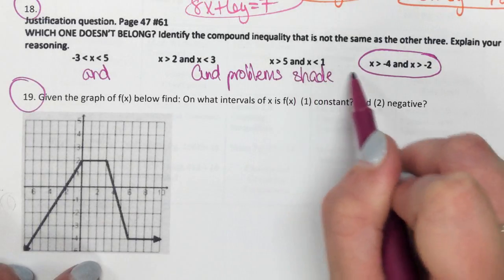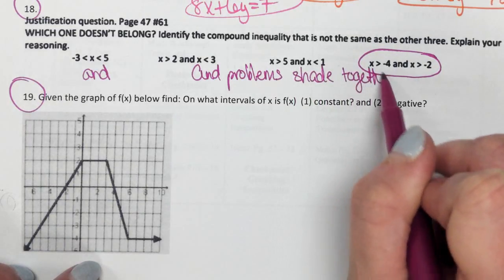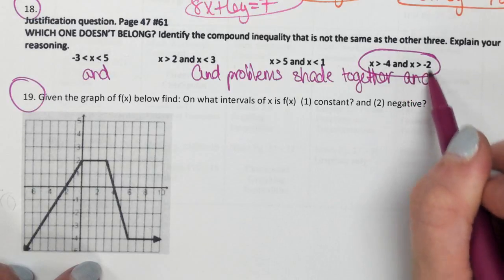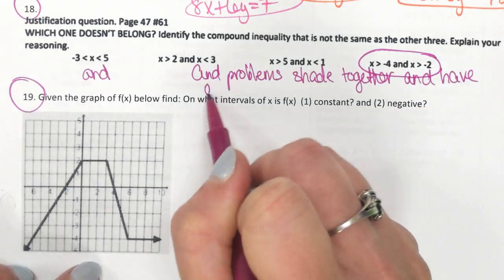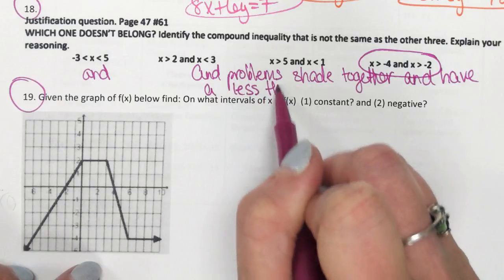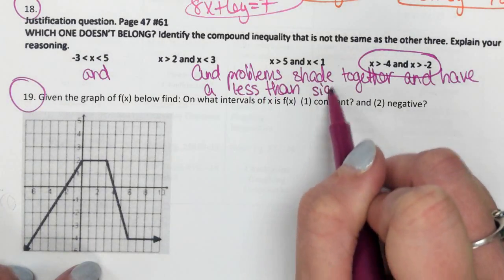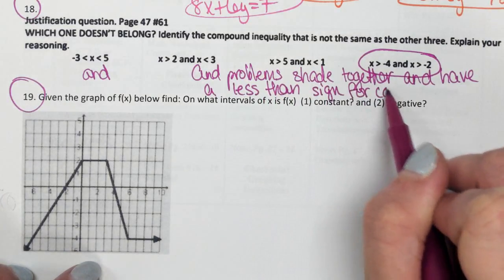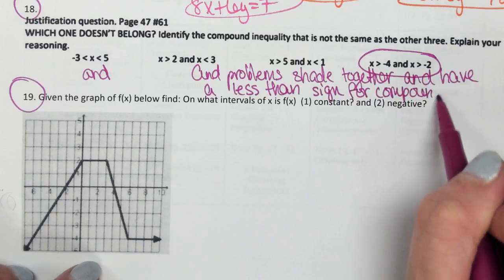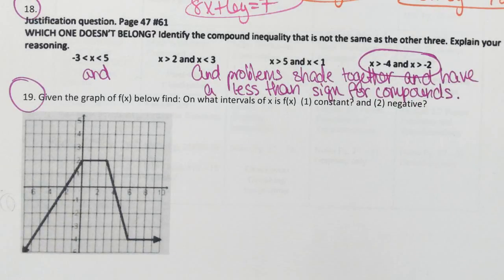Shade together and have a less than sign for compounds. There we go. Right, Ethan? You got all that?